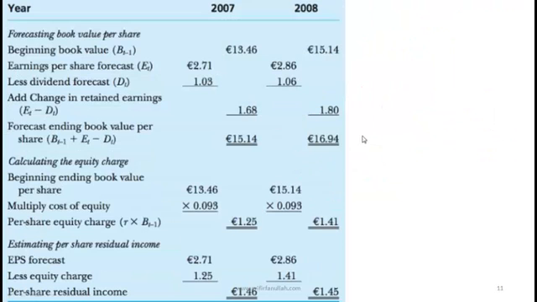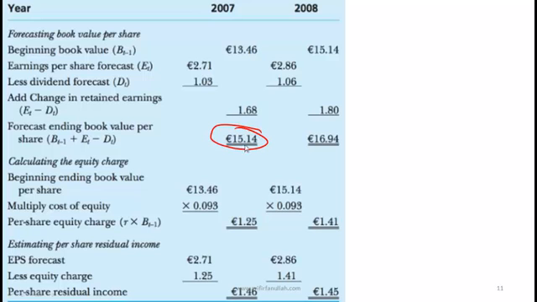In the interest of time, I'll just share the answer with you. You hopefully gathered this. So this is a structured way of doing it. 13.46 was your initial book value. What is this doing over here? 2.71 is your earnings minus the dividends. So that is your, what is this? That's the retained earnings. And what's this? So you've simply come up with your book value.